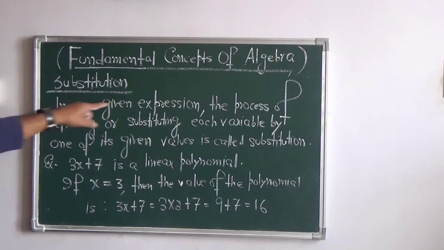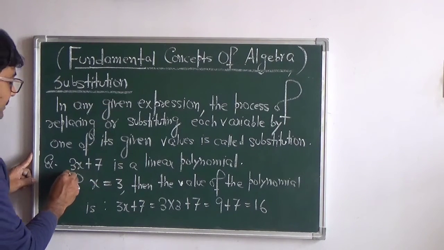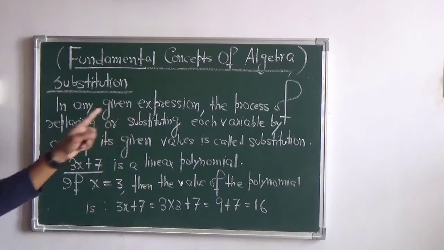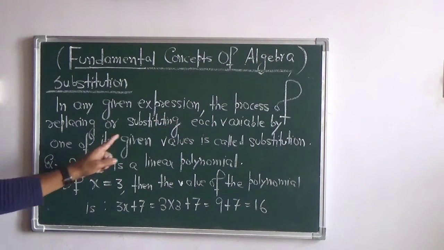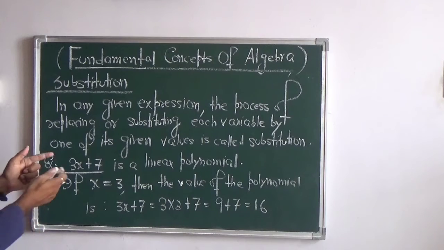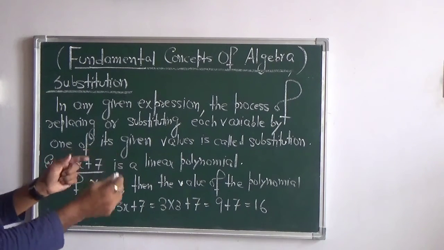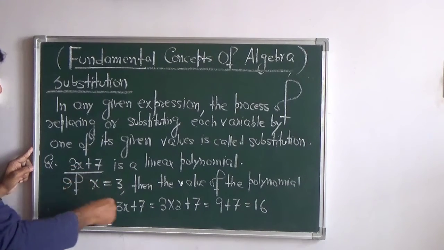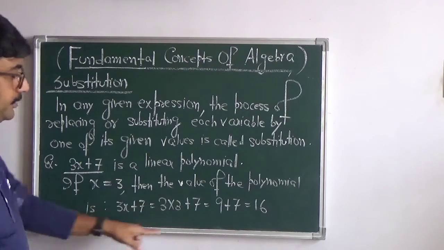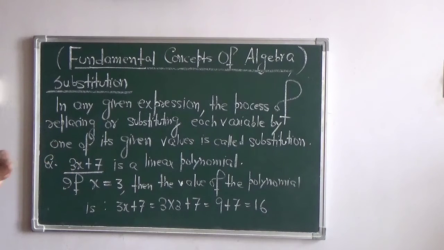So in any given expression, here we have 3x plus 7 as the expression. The process of replacing or substituting each variable by one of its given values. Here we have only one variable x and the given value is 3. So if you substitute x by 3 and then calculate, we have the value of the polynomial, which is 16 in this particular example.